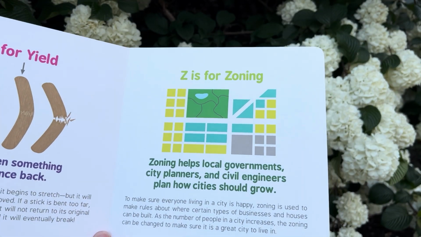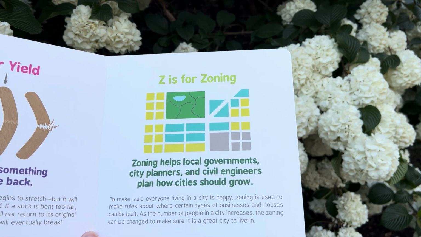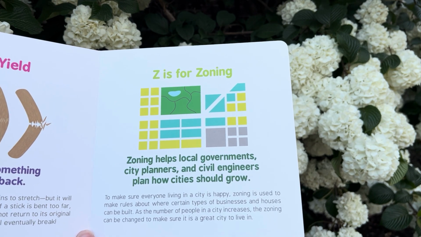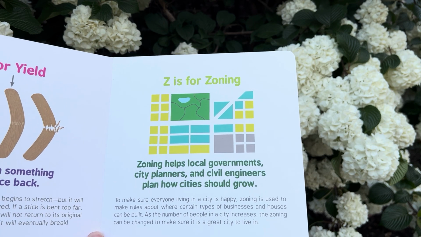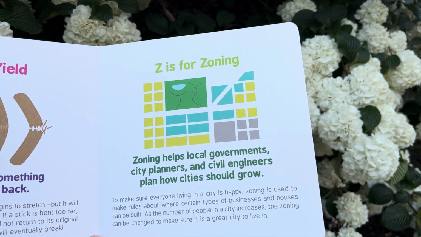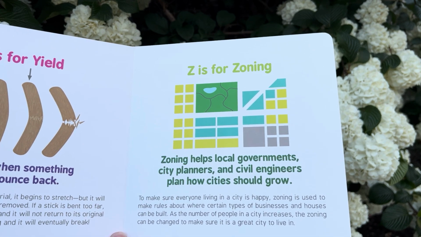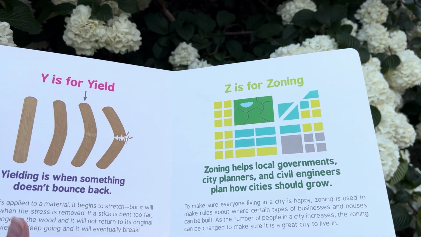Z is for zoning. Zoning helps local governments, city planners, and civil engineers plan how cities should grow. To make sure everyone living in a city is happy, zoning is used to make rules about where certain types of businesses and houses can be built. As the number of people in the city increases, the zoning can be changed to make sure it is a great city to live in.